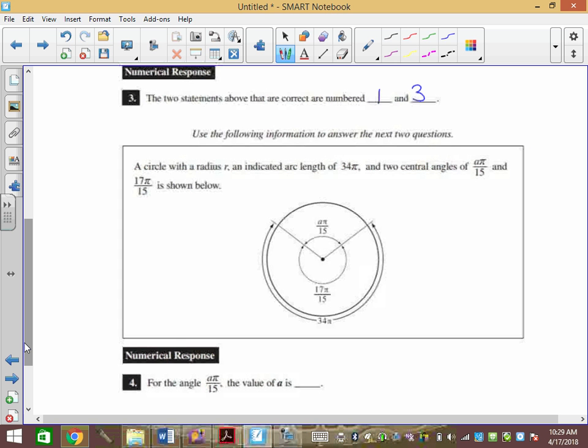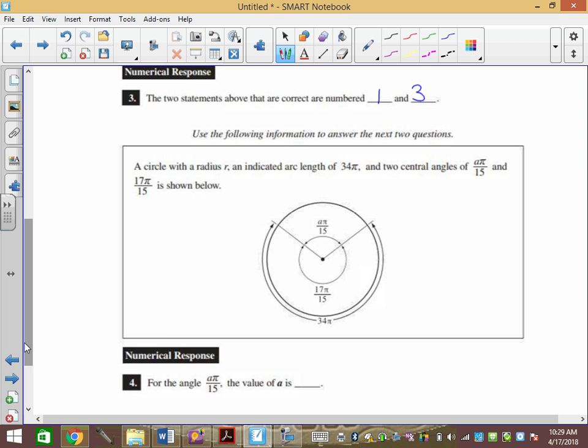A circle with a radius r is indicated by the arc length 35 pi. The two central angles are a pi over 15 and 17 pi over 15. Those are pi's. For the angle a pi over 15, the value of a is. What does a whole circle add up to?